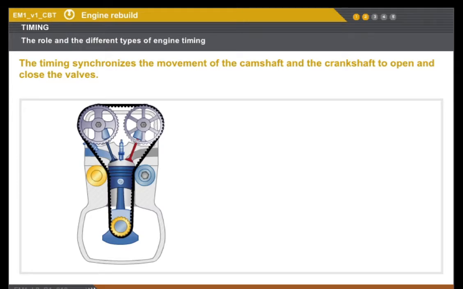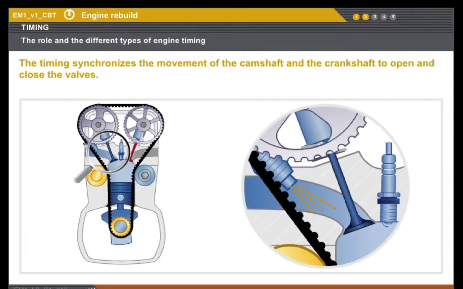First, let's take a look at the role of the engine timing. The timing synchronizes the movement of the camshaft and the crankshaft to open and close the valves. The camshaft controls the inlet valves to allow the entry of fresh gas into the cylinder, and the exhaust valves to evacuate the burnt gases.